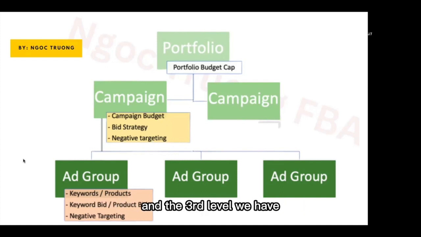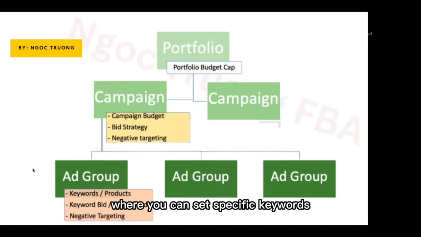And the third level we have, that is the lowest tier, is the ad group level, where you can set specific keywords or products that you want to target for your PPC campaign. And you can also directly adjust the bid for every single keyword or product that you are targeting in an ad group. And you can also set negative targeting for an ad group.